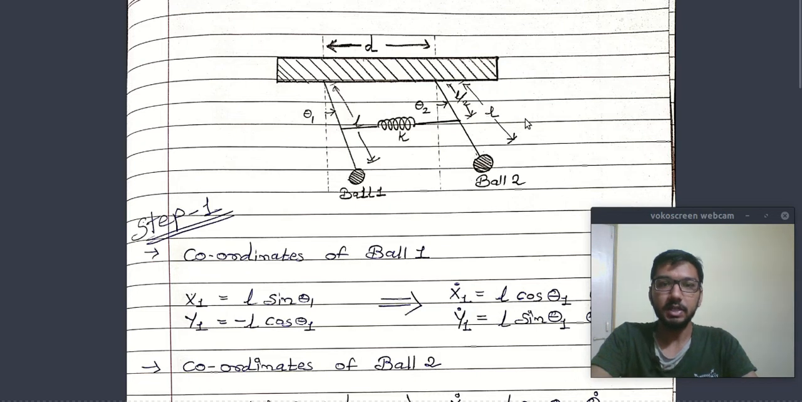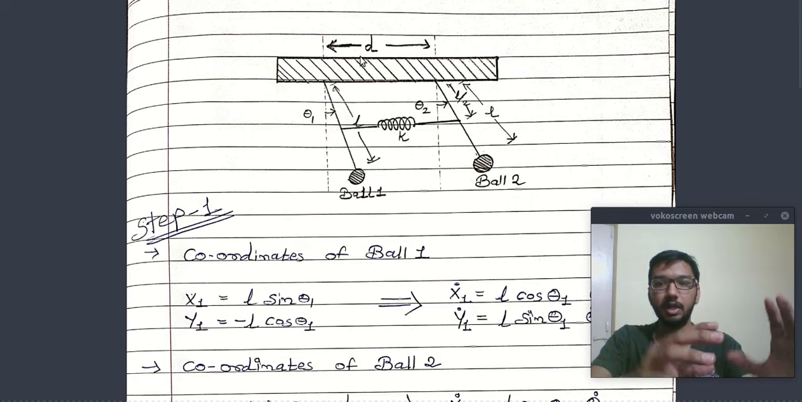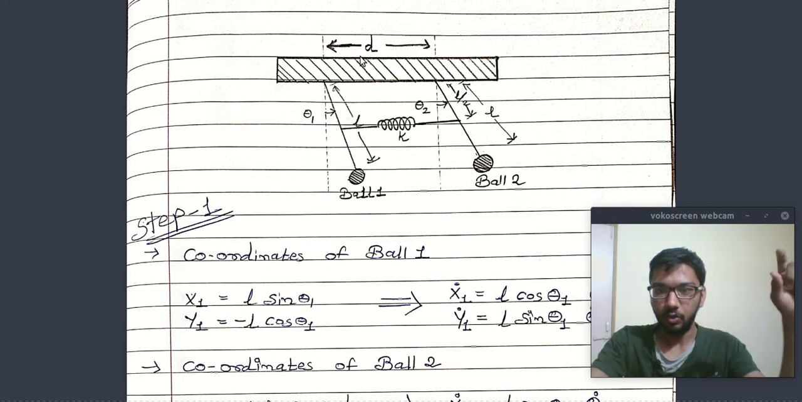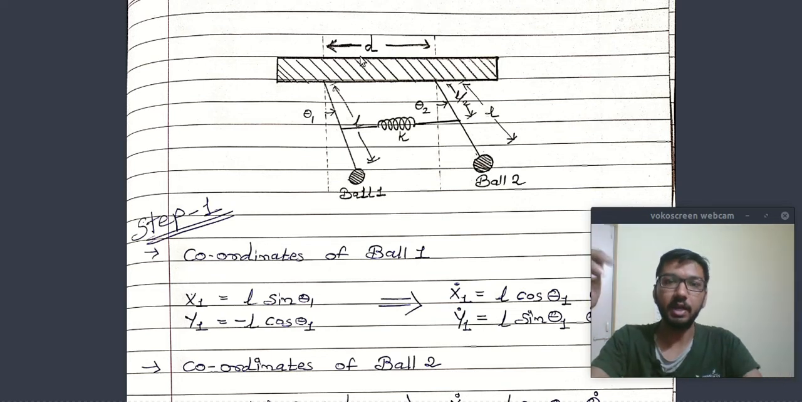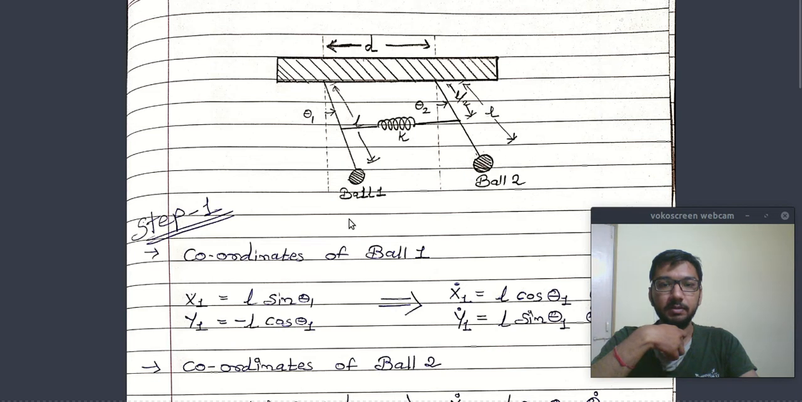So consider a case where two pendulums are hung at the hook and they are well separated by a distance d as shown here. Let's assume that ball 1 makes an angle theta 1 with respect to the negative y axis and ball 2 makes an angle of theta 2 with the negative y axis. The length of the arm is L, and you notice that here I have attached a spring with spring constant K at distance L by 2.